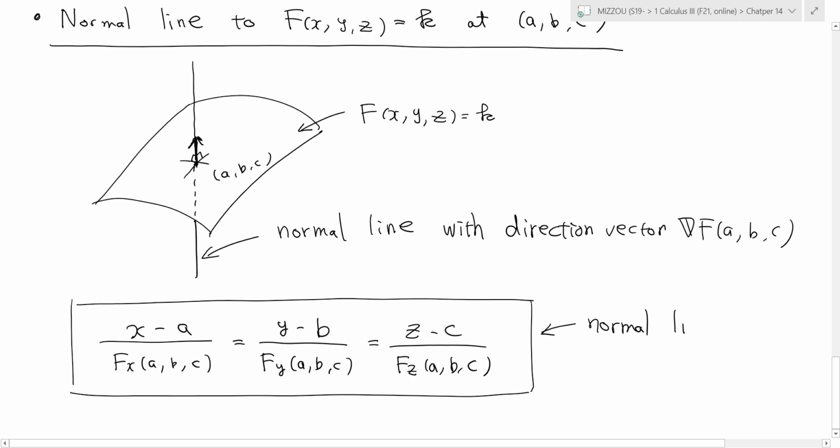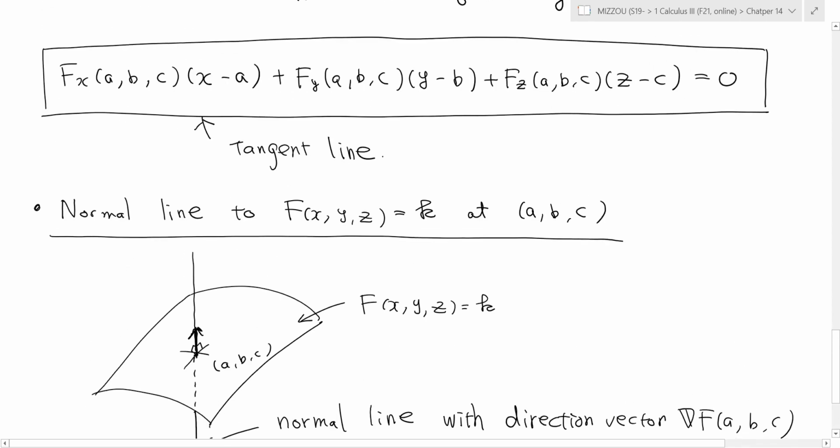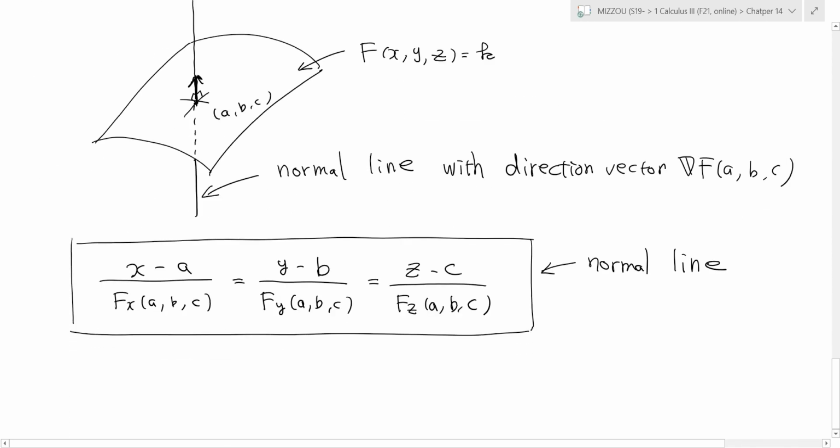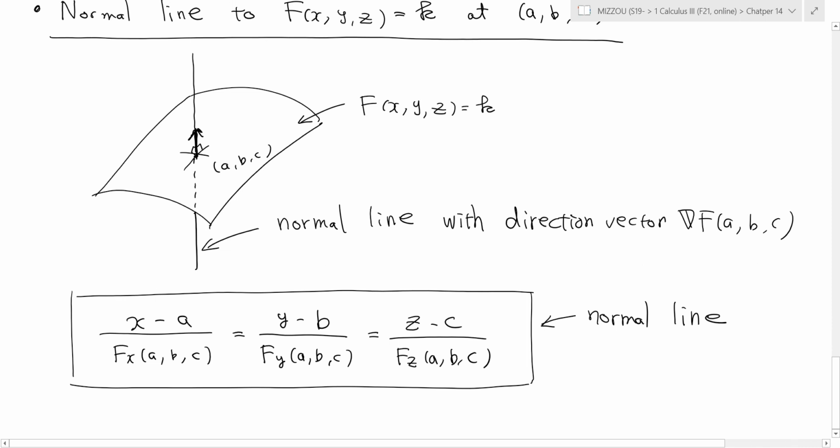We are not going to really see those two things, the tangent plane and the normal line. But there are some exercise problems for your homework, so you can just use this formula. Anyway, so that's all about the section. Which section is this? Section 14.6.